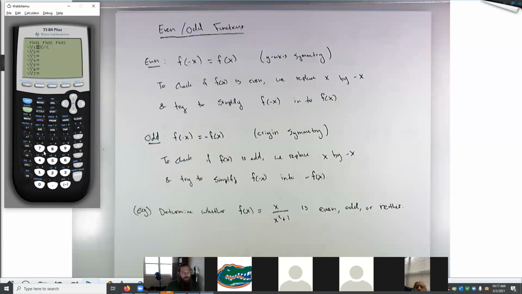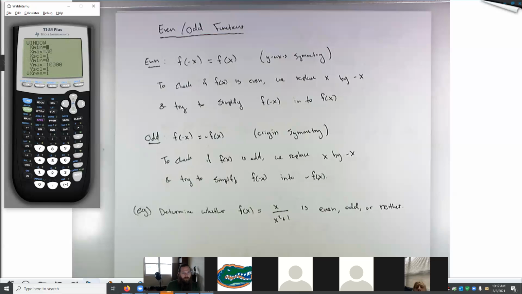X divided by parentheses x squared plus 1, close parentheses. And make sure it looks like this, right? If we're really being careful, we would put the top in parentheses also. But since the top is just x, it's just one term, we don't need to. But if there was more than one term up here, even like 2x or x plus 5, anything like that, then the whole top would have to go in parentheses.